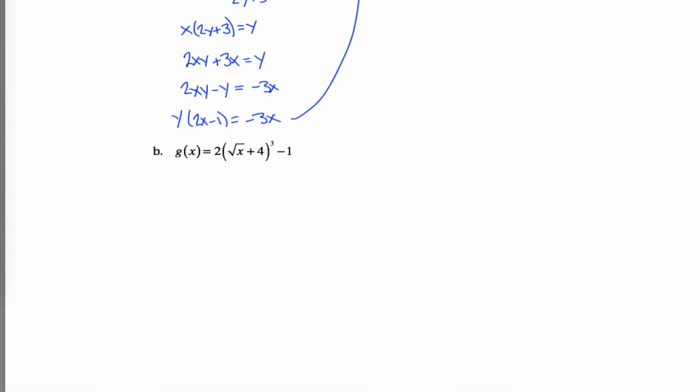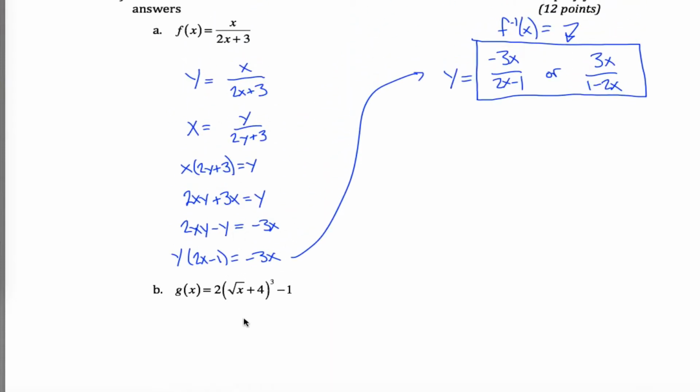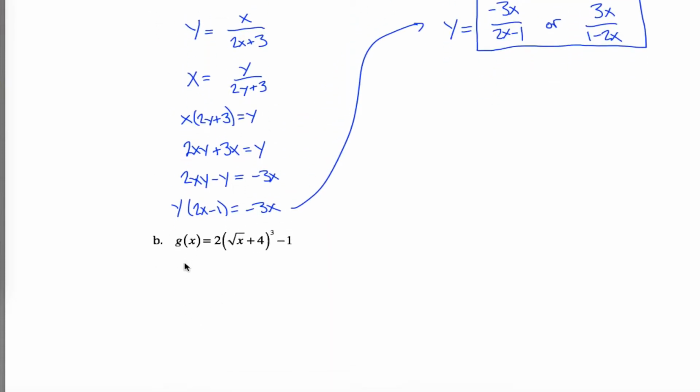Part B, do the same thing. Different function, so different algebraic steps, but the first few steps are the same. Change g of x into a y to make your algebra easier to do later on.